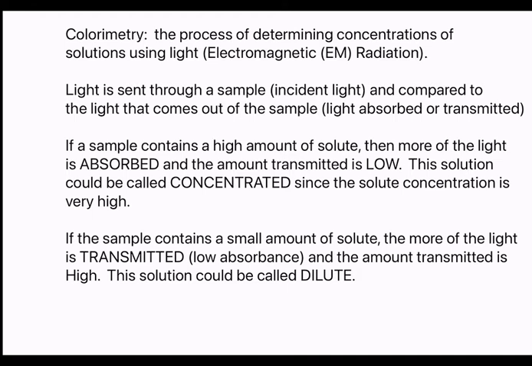So if a sample contains a high amount of solute, then most of the light is going to be absorbed and the amount transmitted is low. You're going to see a lot of solute there, and in that case we would say that solution is concentrated since the solute concentration is very high. So there'd be a very low amount of light that comes through. If, on the other hand, the sample contains a small amount of solute, then more of the light is going to be transmitted. It will go through, and that would be a low absorbance. In that case, we would call this solution dilute.